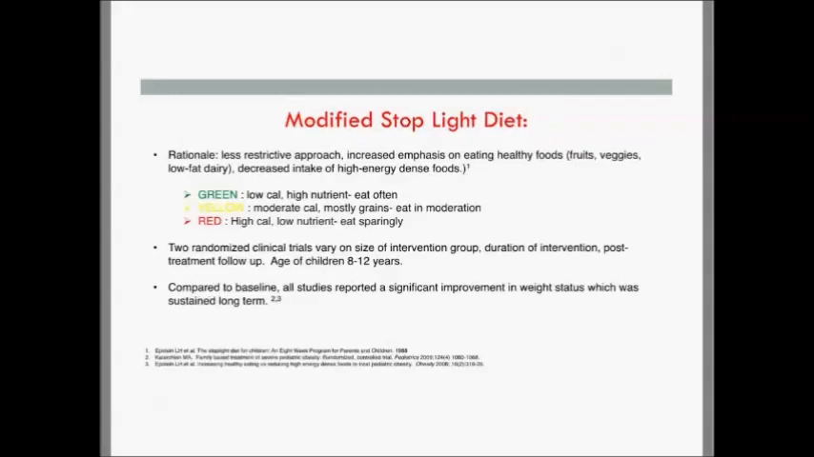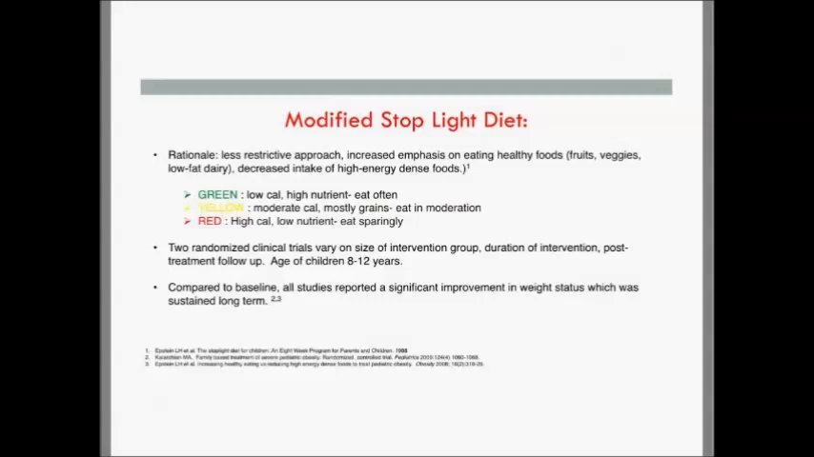There's also something that's been around since the 70s called the stoplight diet, and you may be familiar with this. The rationale is it's a less restrictive approach, and it increases the emphasis on eating healthy foods like fruits and veggies, low-fat dairy, and decreased intake of high-energy dense foods. So remember, the stoplight diet came around in the low-fat days, so it's a little bit different from the approach that we take now in the low-carb days. But at any rate, green was low-cal, high nutrients, and you can eat those often. Yellow is moderate cal, mostly grains, eat in moderation. So that's, again, one of those things that we want to step a little bit more away from now. And then red, high-calorie, low nutrient, and you want to eat sparingly, and those are like the high-sugar foods.